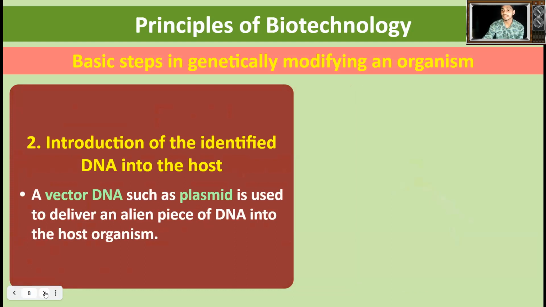So vector is what? A medium that transfers. A vector DNA, such as a plasmid, what we require, a plasmid is used to deliver an alien piece. We are not talking about alien. Alien is what? For E. coli, the alien piece is what?